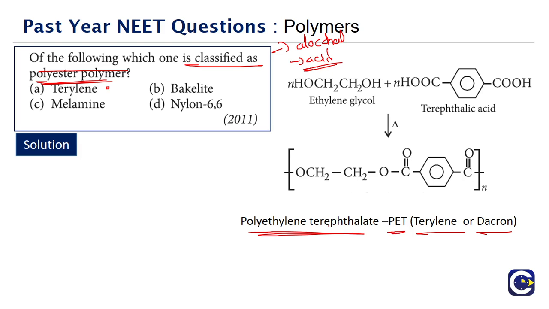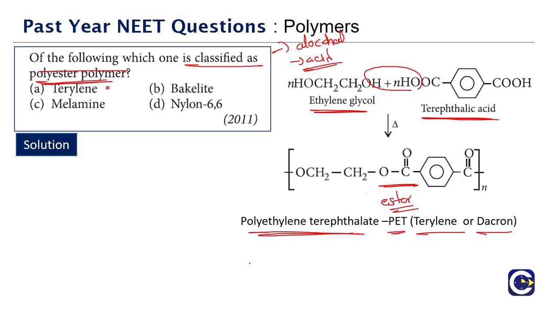Okay, so the ethylene glycol, which is an alcohol, and terephthalic acid, which is an acid, undergo condensation polymerization. We can see here that the hydrogen from the alcohol group and OH from the acid will get removed as water, and what we'll see is an ester.